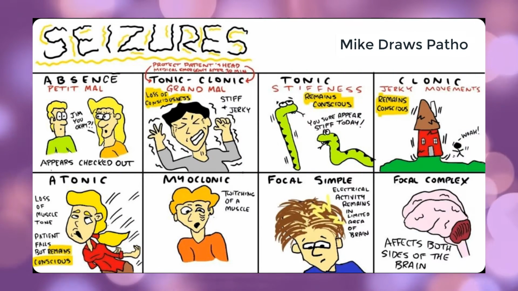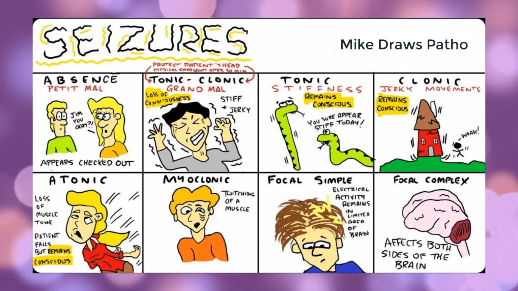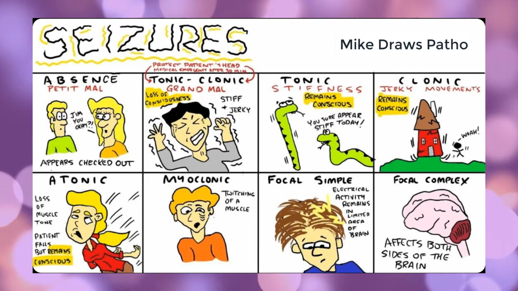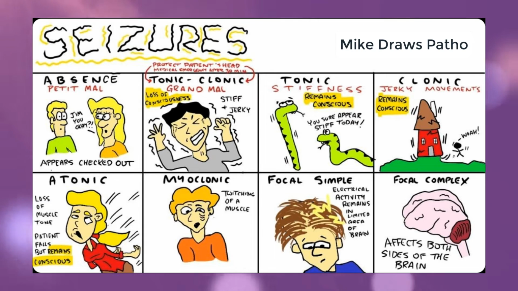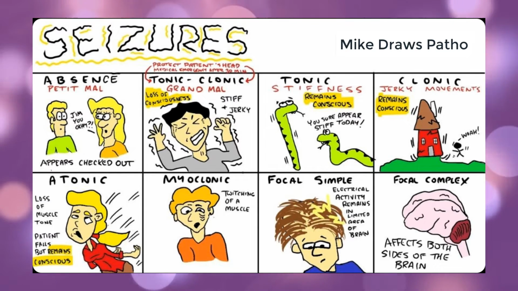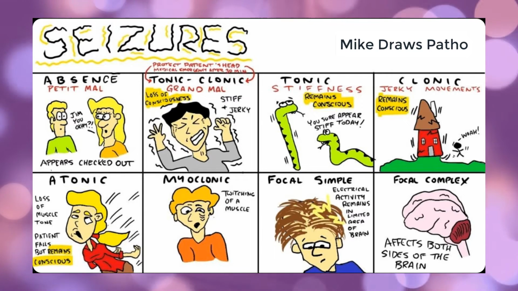Now let's talk about the different types of seizures. Remember that in the beginning we said that there are two categories of seizures, which include generalized and focal seizures. Here we have an amazing drawing provided to me by Mike Draws Patho, who turns difficult to understand material into easily understood cartoons. I will make sure to leave the links to his pages in this video's description.